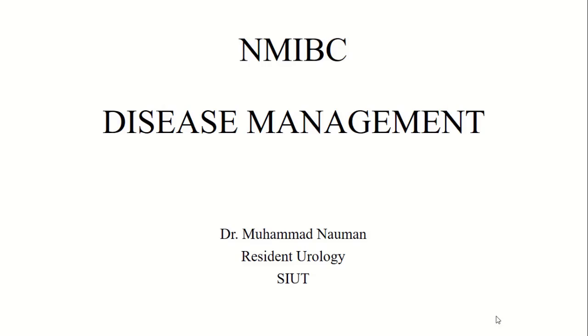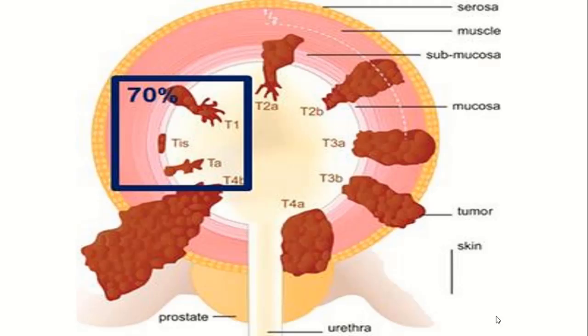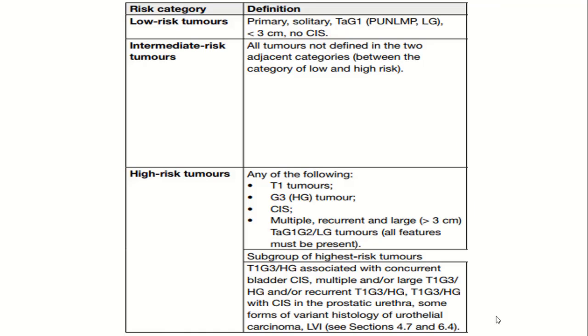The topic of discussion today is non-muscle invasive bladder cancer disease management, and the second one is specifically intravesical BCG. As we have gone through the whole classification and definition of non-muscle invasive bladder cancer, just to refresh our memories: Ta, T1 and Tis, these are the only non-muscle invasive categories. All other categories are muscle invasive. There are three categories according to the risk.